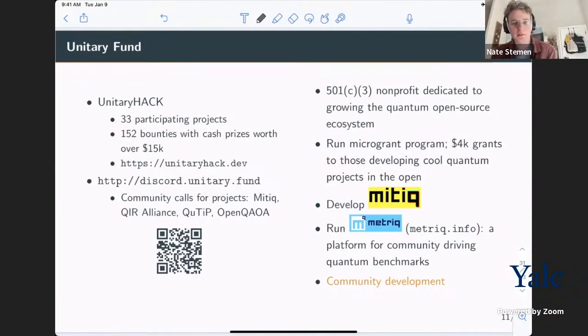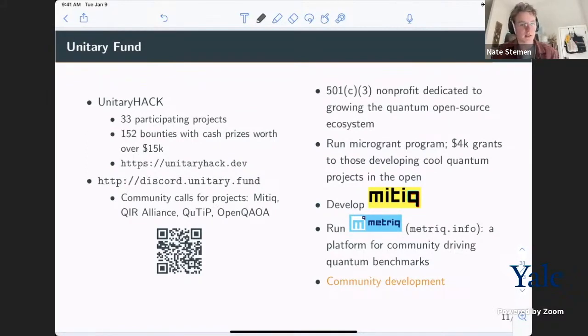We have 33 participating projects, and we've distributed funds to each one of those projects to put bounties on some of their issues on GitHub. This year we have over 150 bounties up for grabs, worth a total of over $15,000. It ranges from, whether you have skills in Python, there's lots of Python projects looking for help, to some JavaScript stuff. There's an open source textbook participating if you're interested in quantum error correction.